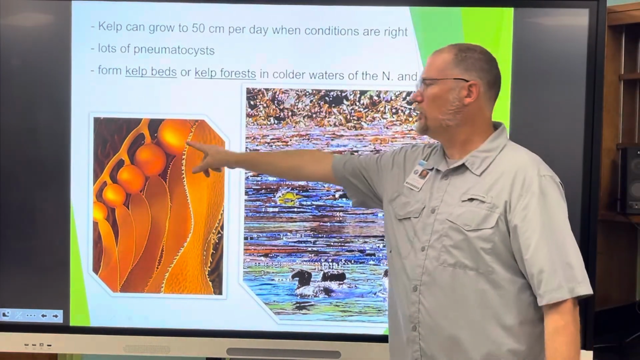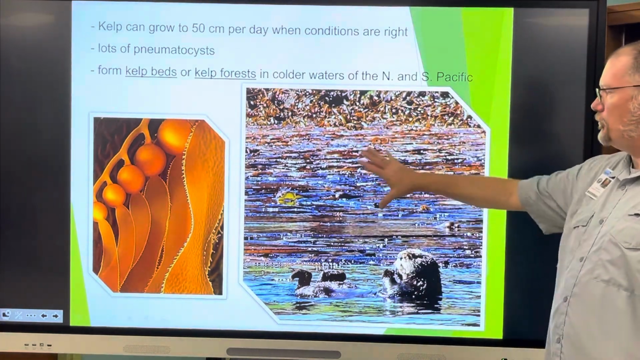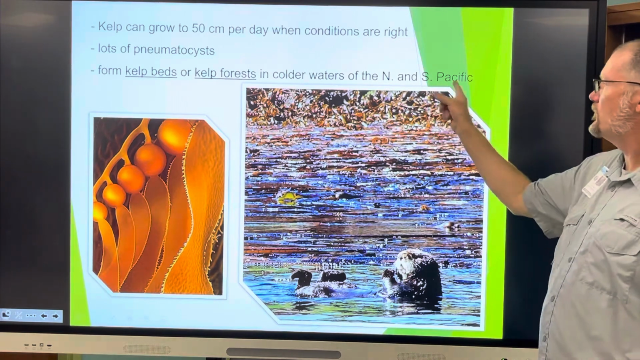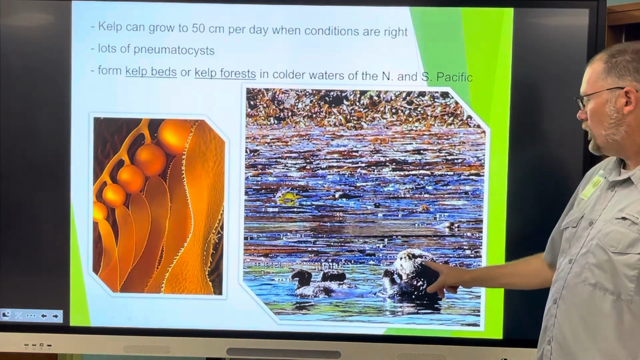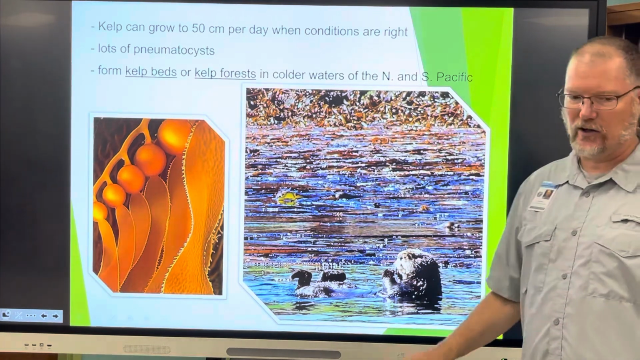They have lots of these nematocysts filled with gas. And like I said, they make these kelp beds or kelp forests in the North and South Pacific. Here is the North Pacific, where sea otters thrive in this environment.